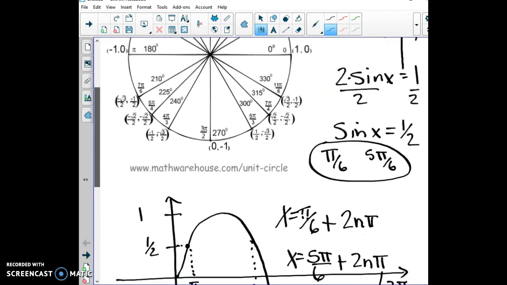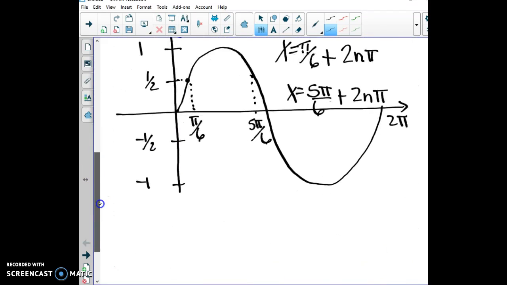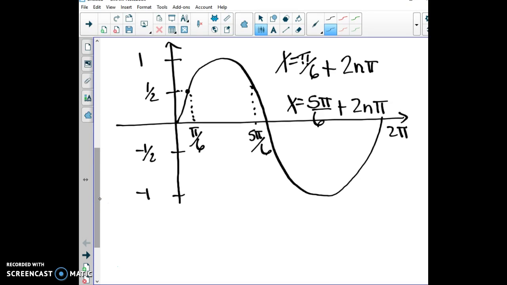Where does it happen? That also relates directly to the graph. Where is the sine value 1/2? And we see pi over 6 and 5 pi over 6. You guys try number 29 and come back and check your answers.